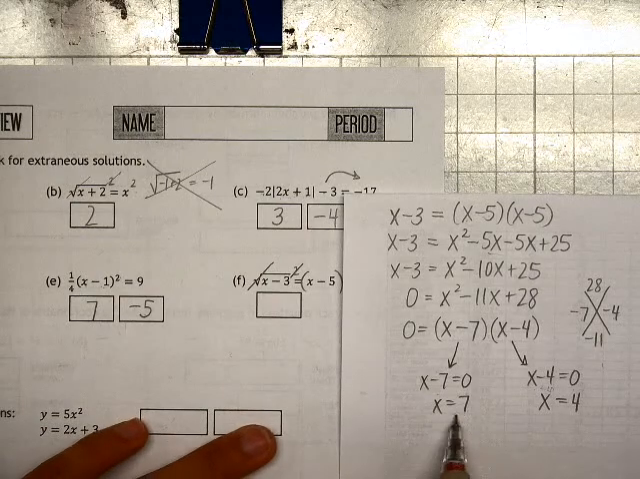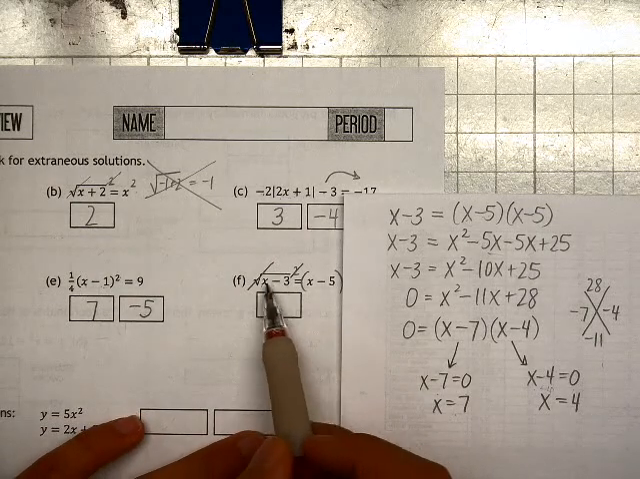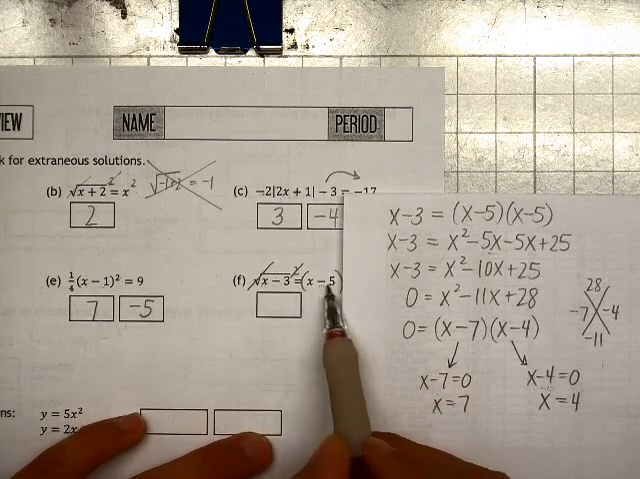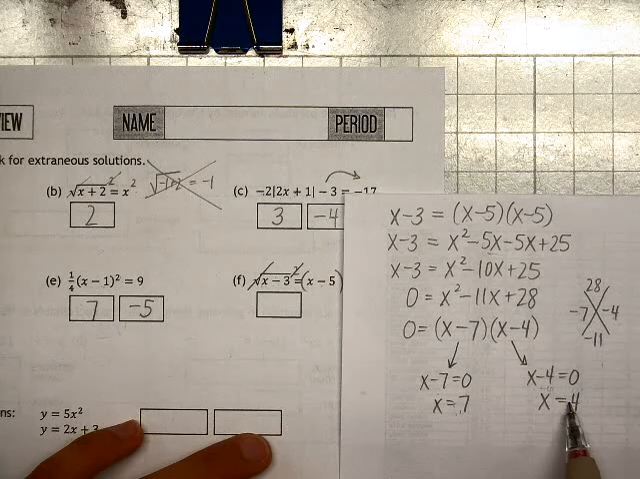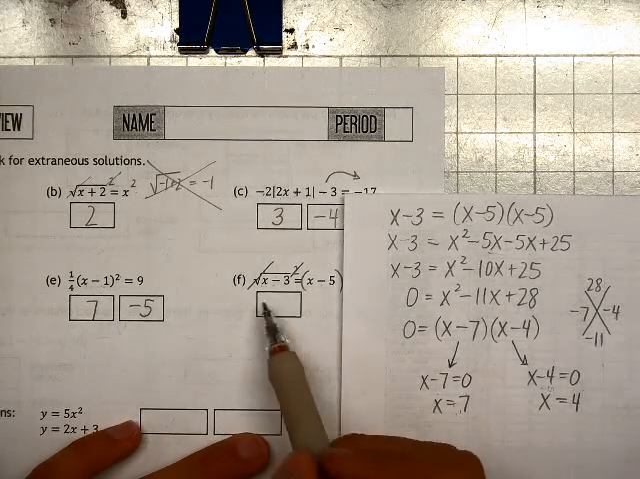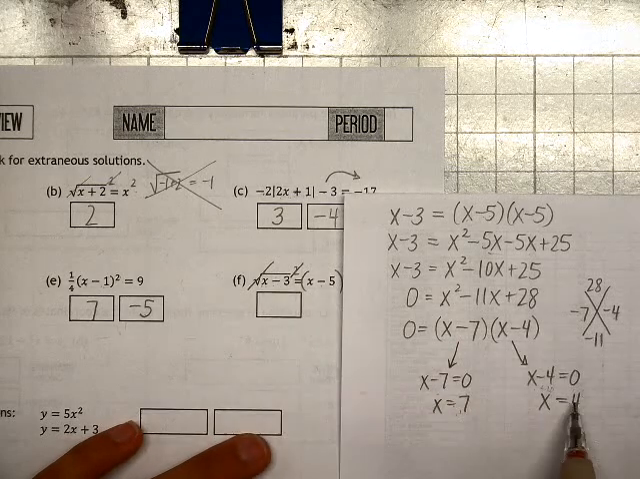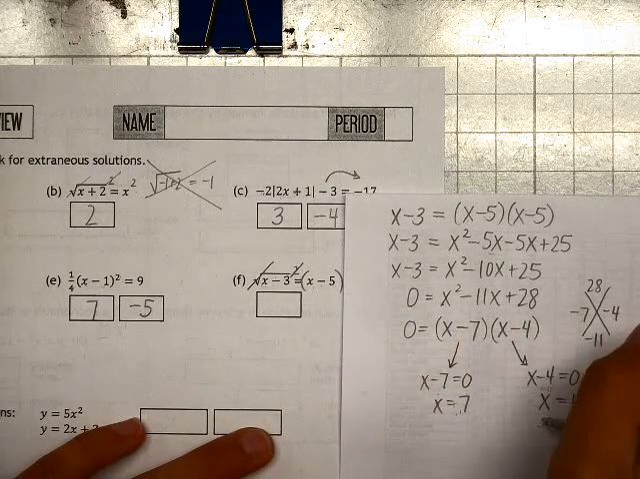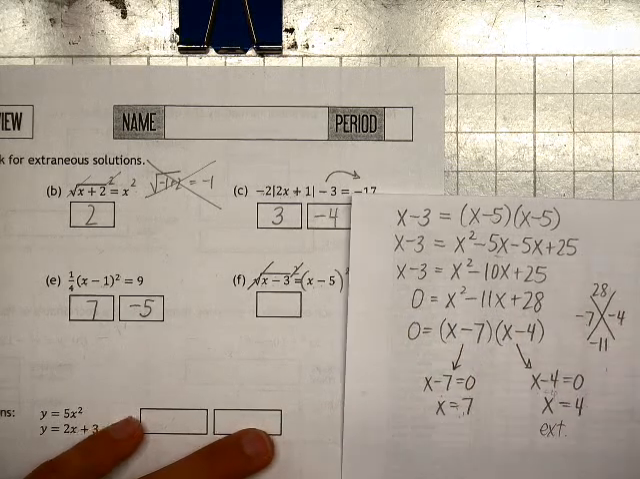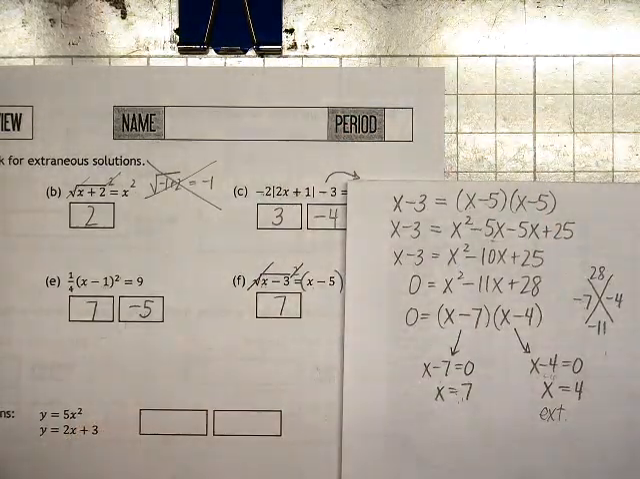If I go back and plug in 7, 7 minus 3 is positive 4, the square root of 4 is 2, and 7 minus 5 is 2. So that answer makes sense. It's the other answer, 4, that doesn't make as much sense. 4 minus 3 is 1, and the square root of 1 is 1. But on the right-hand side, 4 minus 5 is negative 1, and that can't be. So 4 must be our extraneous solution, which means it is not valid, and 7 must be the only valid solution that we have.